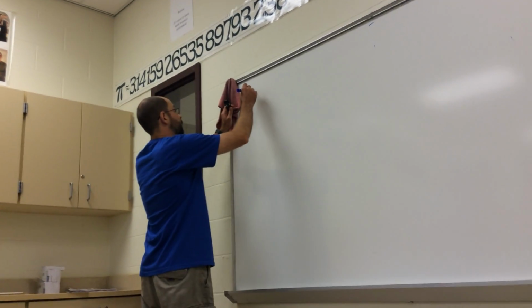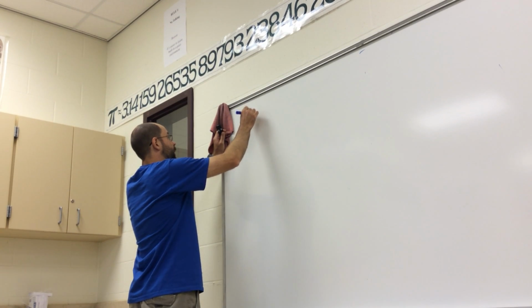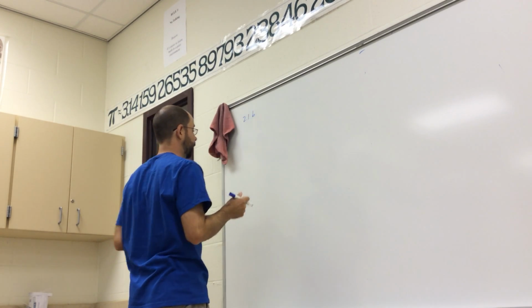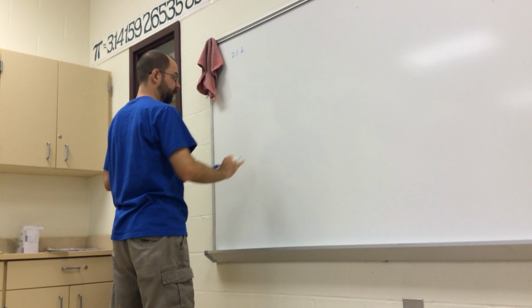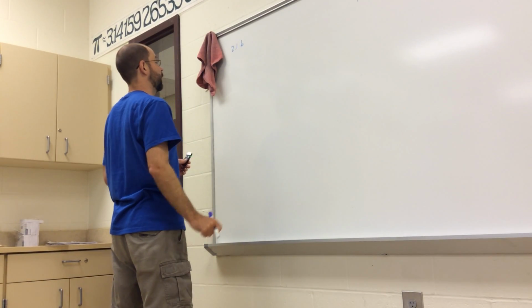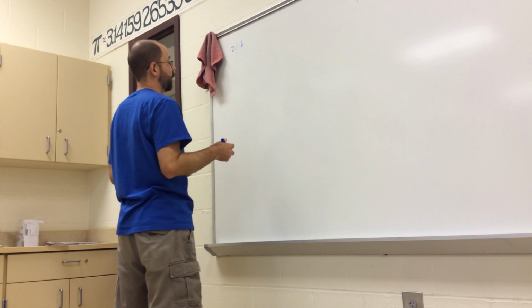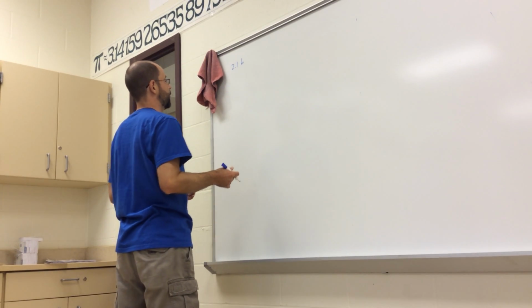Okay, so we finished up 2.1a yesterday, and now we're moving on to 2.1b. And we're going to talk about another way to calculate a limit.